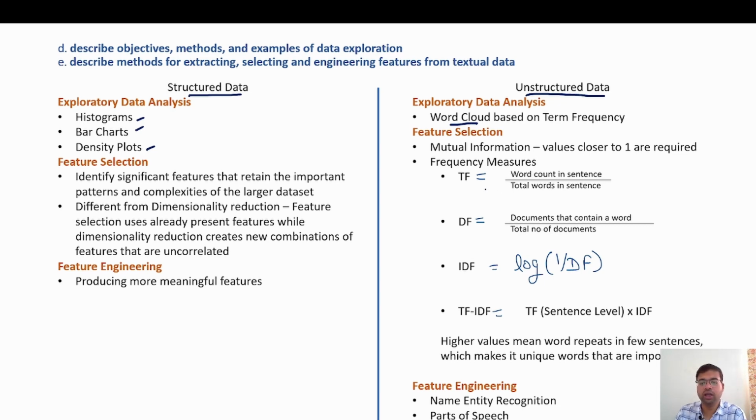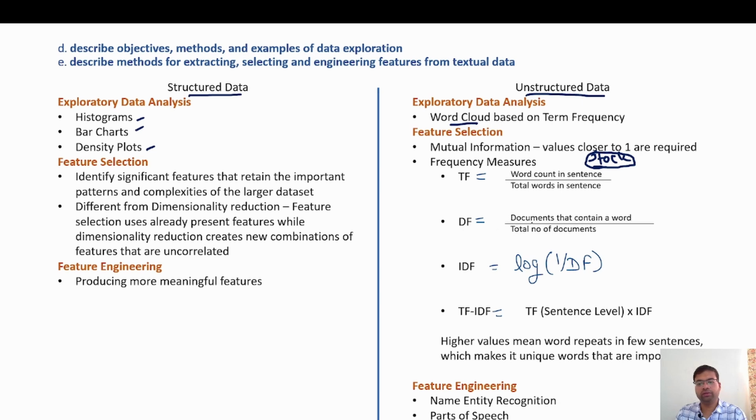And there are some frequency measures that you can use to analyze the importance of the feature. First is the term frequency. Term frequency is the word count in sentence divided by the total words in that sentence. Word count means if you are checking the term frequency of, say, stock, then the word count in sentence means how many times this word stock is repeating in the sentence, divided by the total number of words in that particular sentence. That will be your term frequency.